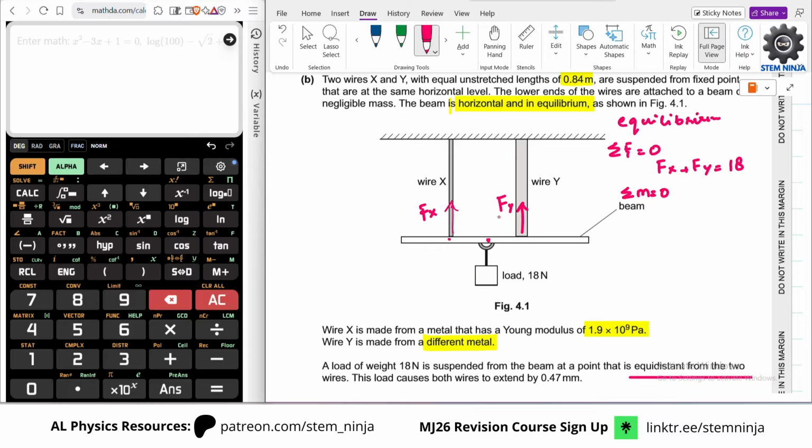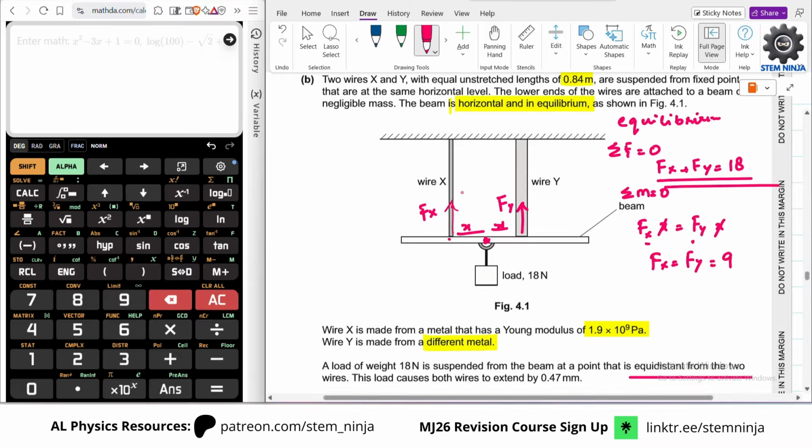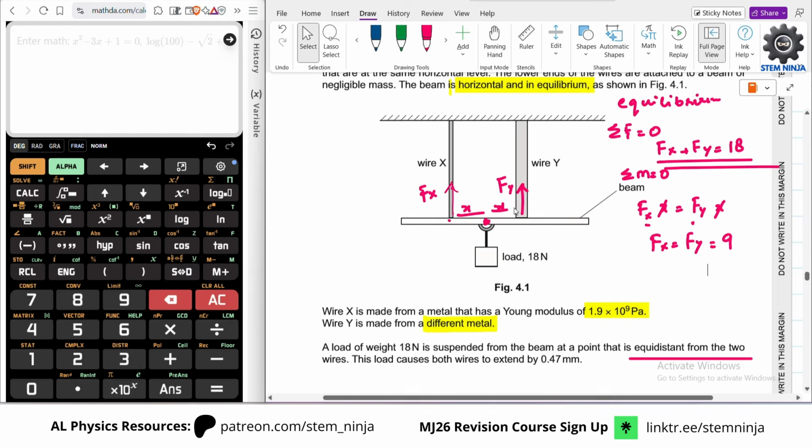So for example, if we take this to be the pivot, and let's say this is x, this is x, although x is going to be something else, but Fx times x equals Fy times x, so this must mean that both of these are equal. So Fx equals Fy, that is 9 newtons. Now this simplifies things quite a lot.